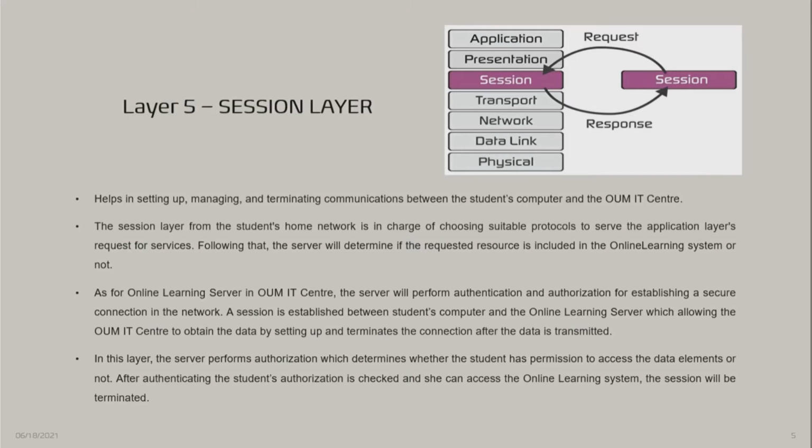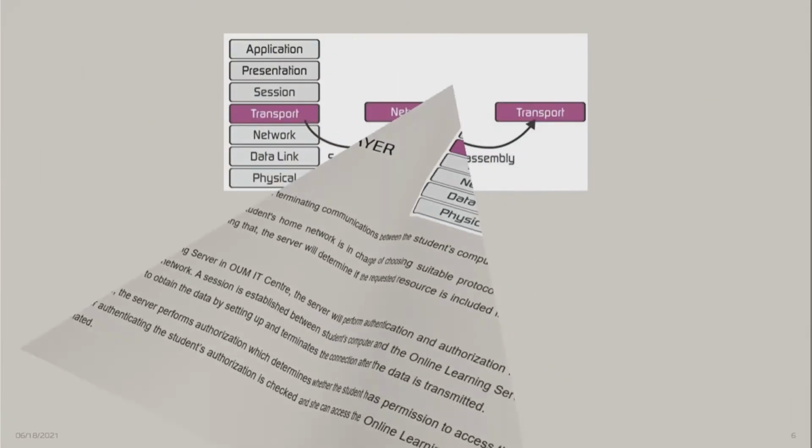As for the online learning server in the OUM IT Center, in this layer the server performs authorization, which determines whether the student has permission to access the data elements or not. After authenticating, the student's authorization is checked and she can access the online learning system. The session will be terminated.